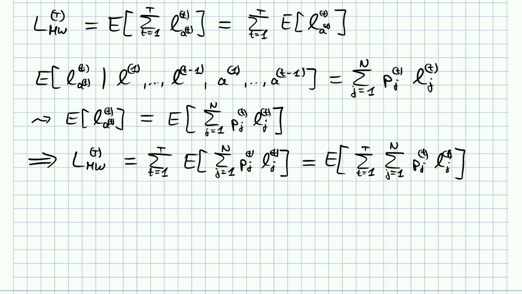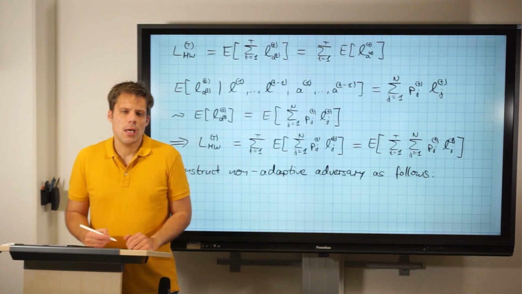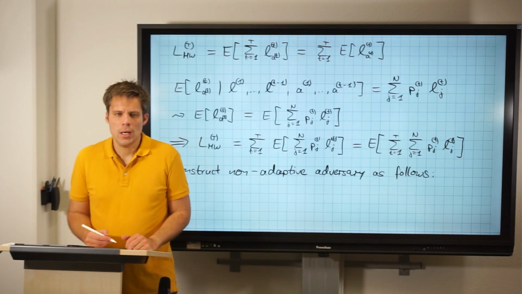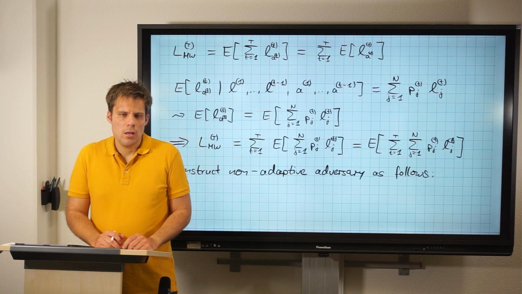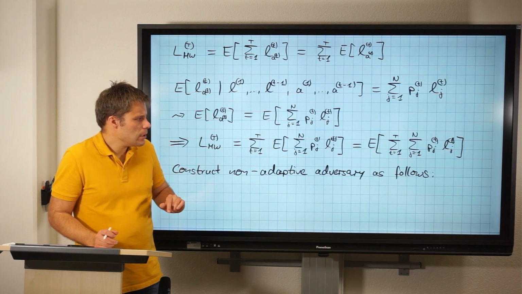What does this now mean? How do we construct our adversary which is non-adaptive? We construct our non-adaptive adversary as follows. Suppose there is this adaptive adversary that we may now ask, well, what would you be doing in this situation? And we just let it play this entire thing that is happening here.